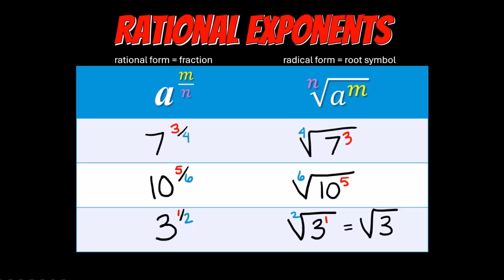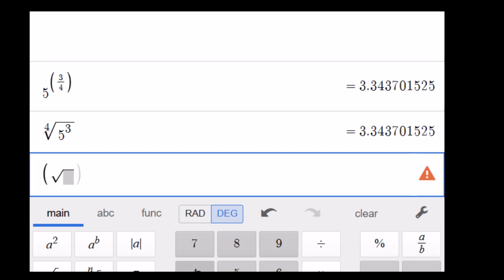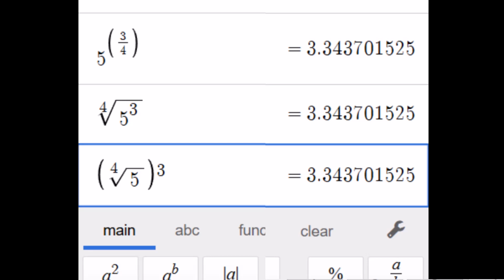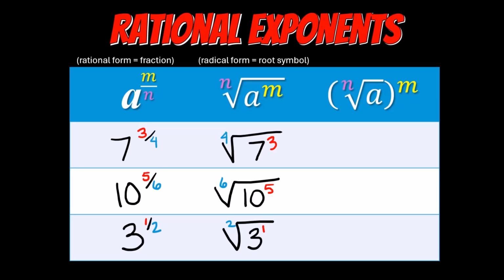There's something coming up where you're still going to need to understand a different way to write these. So I want to show you this on the calculator. So what it looks like is when you have a radical and you have an exponent on the base on the inside of the radical, you can actually pull that out, put some parentheses on there, and put that exponent on the outside. Let's go back to the numbers that we were working with.